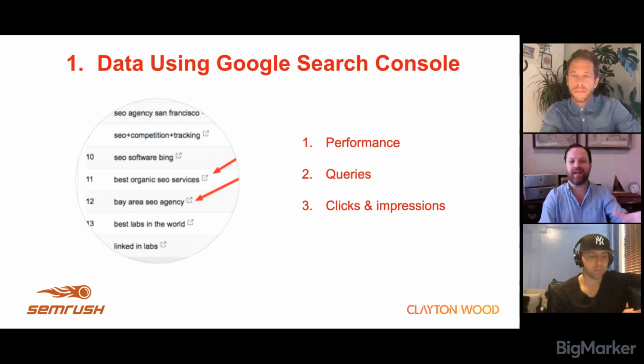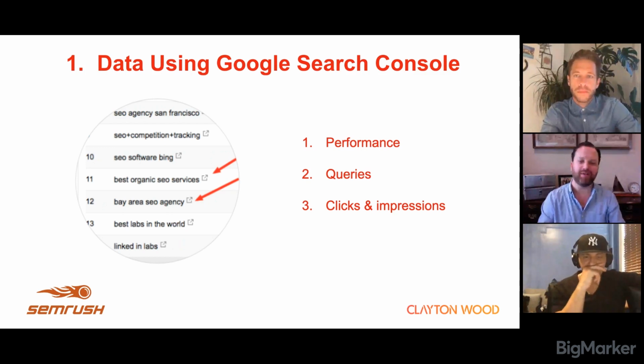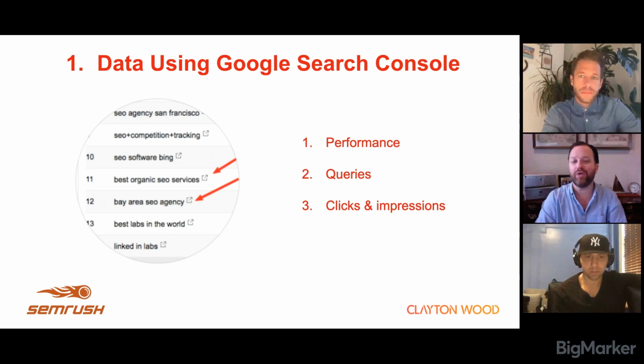On the left side nav in your Google Search Console, click on Performance, then click on Queries, and then look at the clicks and impressions. This will show you specifically how many people are searching for these phrases and how many times Google showed your website in Google search results for those phrases. Now, the wild thing is that Google Search Console is a separate platform.